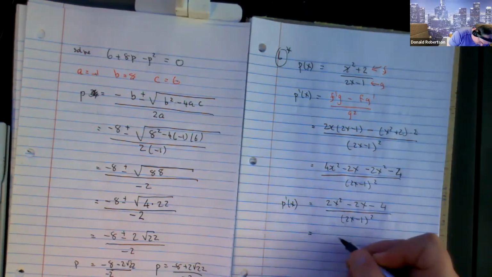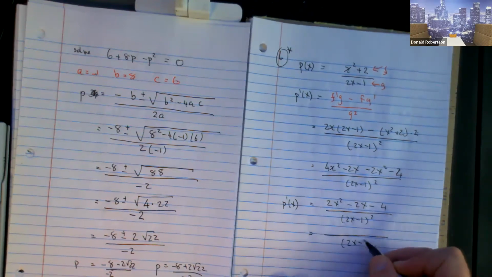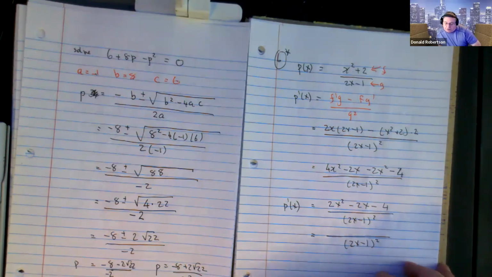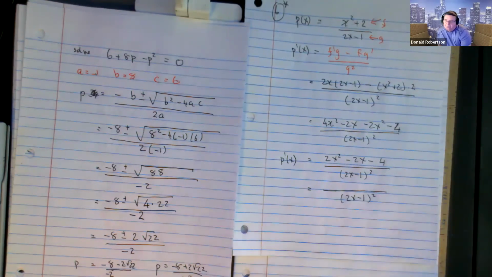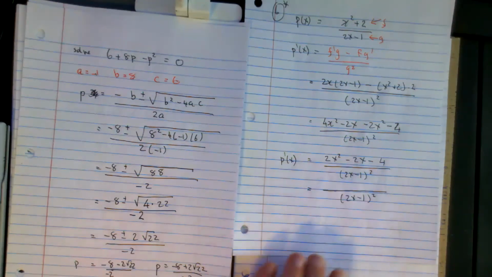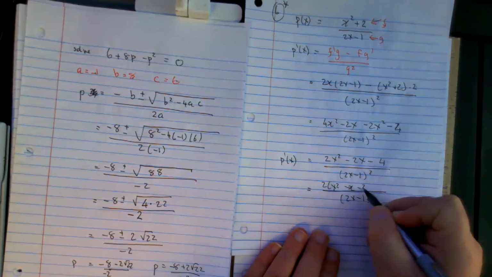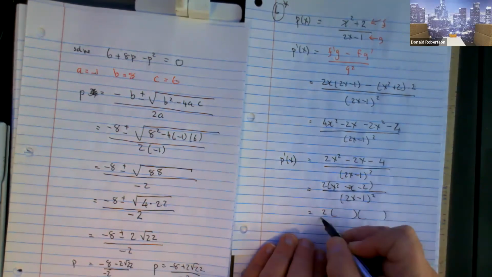And this time, style points do work. Right? Is there anything you could do on the top to make it a little bit nicer looking? Factor out 2. Would you agree that we now have a quadratic that does factor?